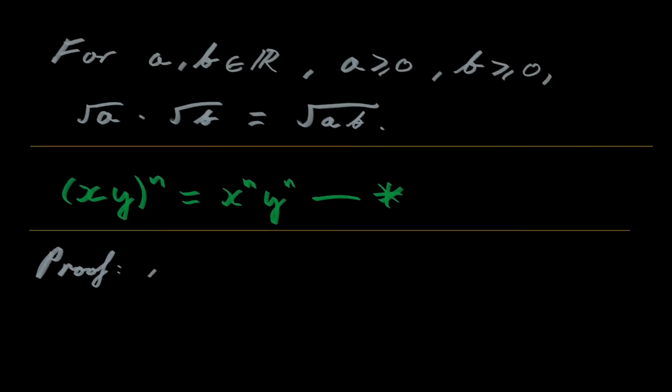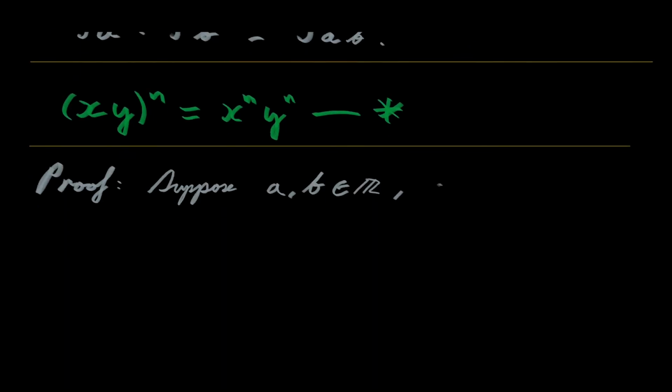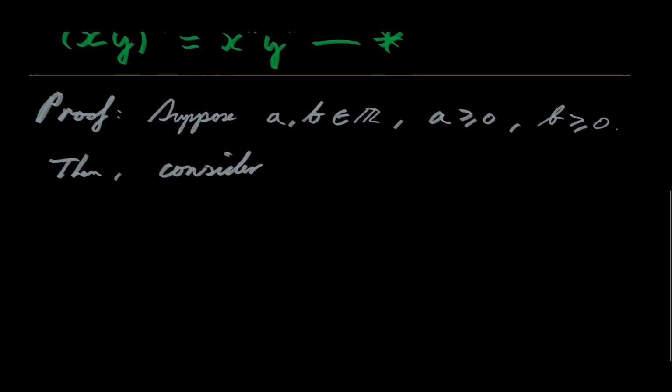So suppose, this is me making my assumptions explicit, that a and b are real numbers and they're both non-negative. Then consider the square root of a times the square root of b.